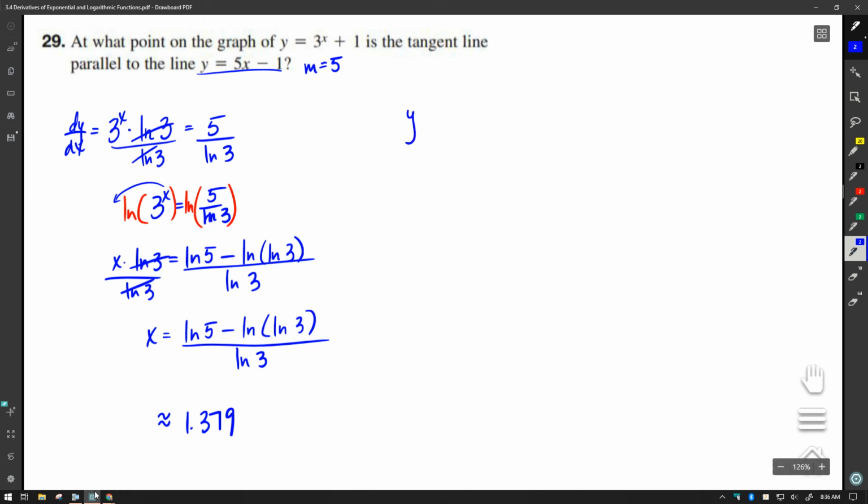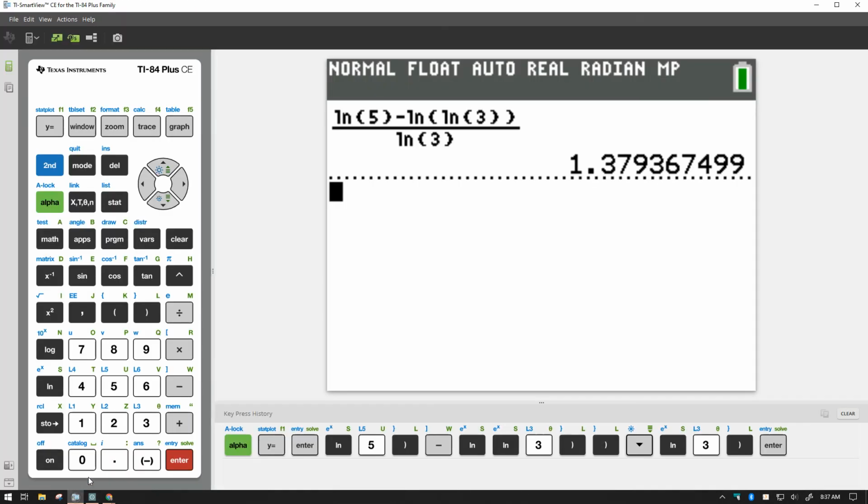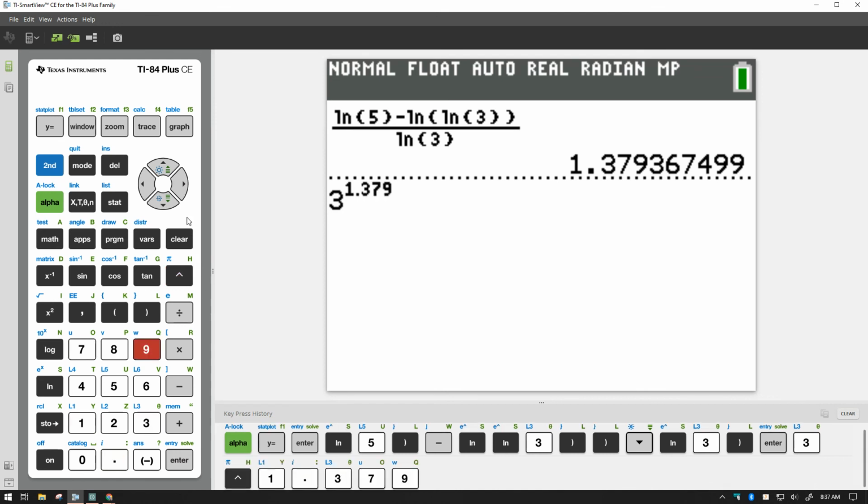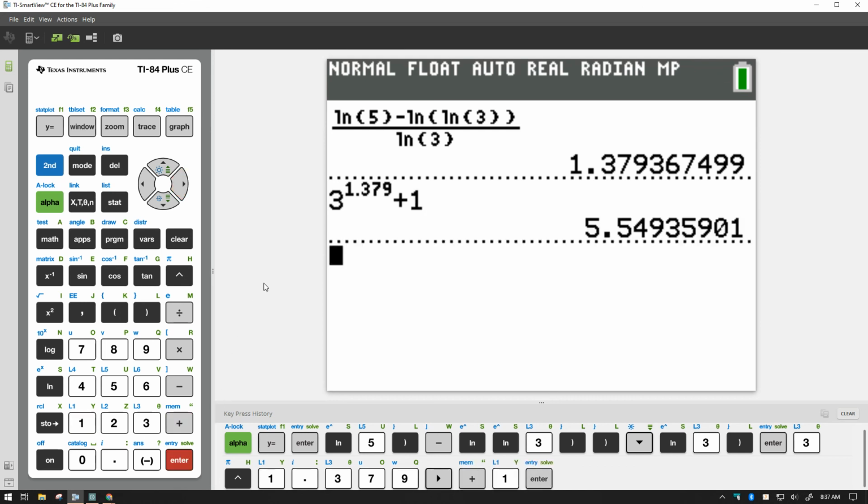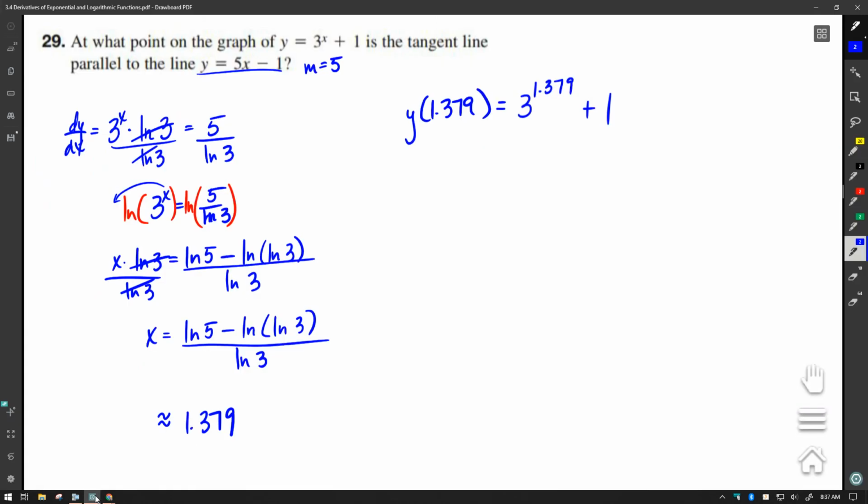Last, let's get the y value. So y of 1.379 will be 5 times 1.379. Oh, that's the wrong function. Let's try that again. We want to do 3 to the power of 1.379 plus 1. So let's try that. Back to the calculator. We're going to do 3 to the power of 1.379 and then arrow over back to the line plus 1. And we have a y value of about 5.549. This is about 5.549.